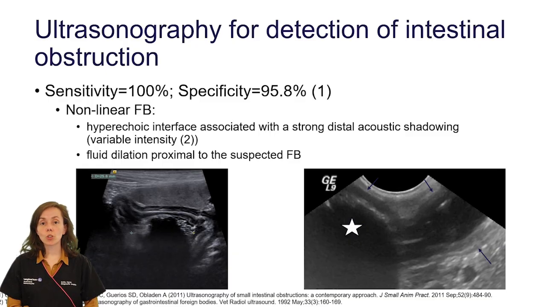When you want to assess for a non-linear foreign body, which could be a textile foreign body or a bone or something else, you want to look for a hyperechoic interface associated with a strong distal acoustic shadowing, which can have variable intensity. Proximal to that, you want to see if there's any fluid dilation proximal to the foreign body, and that would allow you to suspect that there is a mechanical obstruction due to the presence of the foreign body.